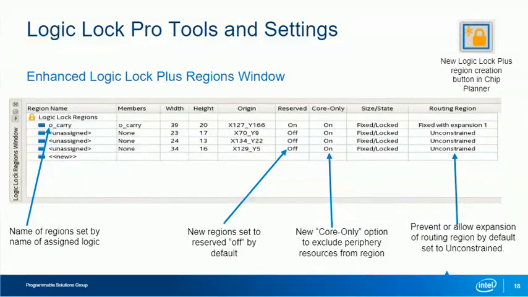As mentioned, regions now get a name based on the logic assigned to the region. If no logic is assigned yet, the region is named unassigned and does not get written to the QSF file. New Logic Lock Pro Edition regions are set to reserved off by default. The new core-only and routing region columns enable those features as described earlier.